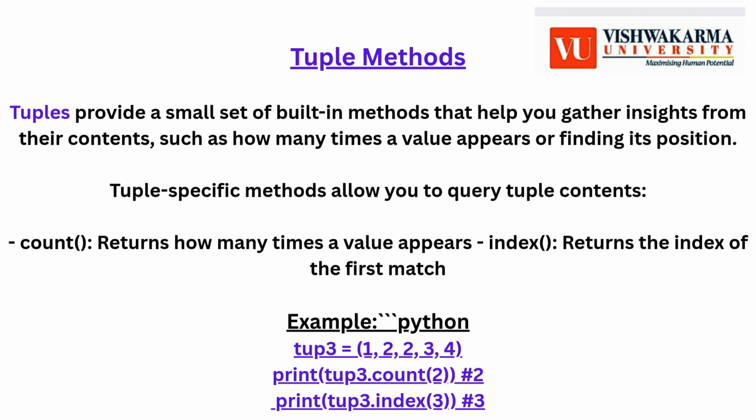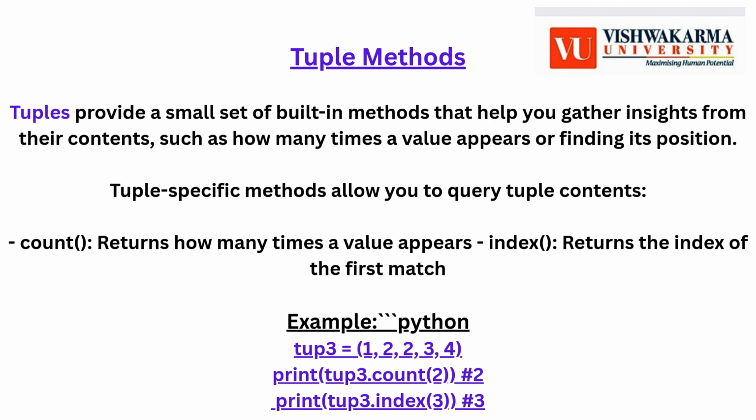Next is index. What is index? It returns the index of the first match. Index basically starts from 0, and whenever we have to call any element of the list, we can use the index. It is easy for us, by indexing we can easily call that number. The example in Python: we have taken one tuple, tuple3 equals 1, 2, 2, 3, 4, closed with parentheses.